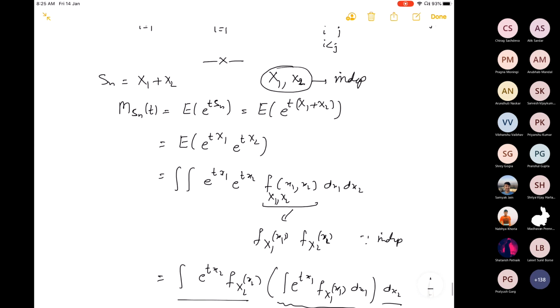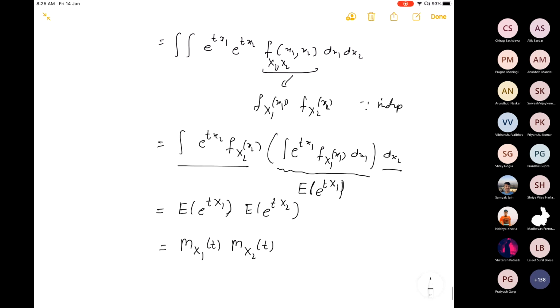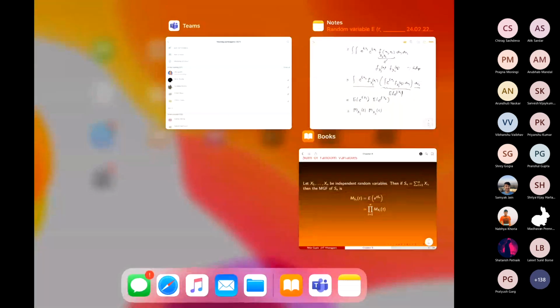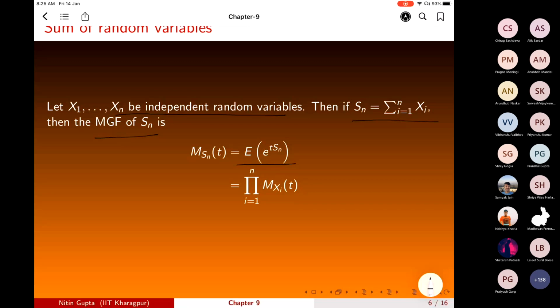Okay, so we have shown that the moment generating function of the summation, if x1, x2 are independent, can be written as the product of their moment generating functions. This concept we have used previously also, but I have given the proof this time because for that you require the definition of independence, etc., which can be explained when we have done the joint distribution. So that's why this is given here.